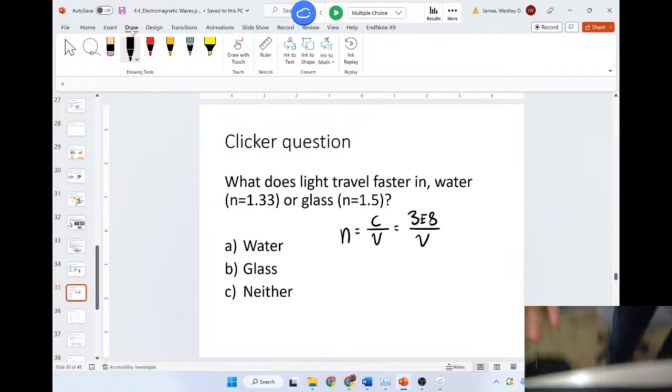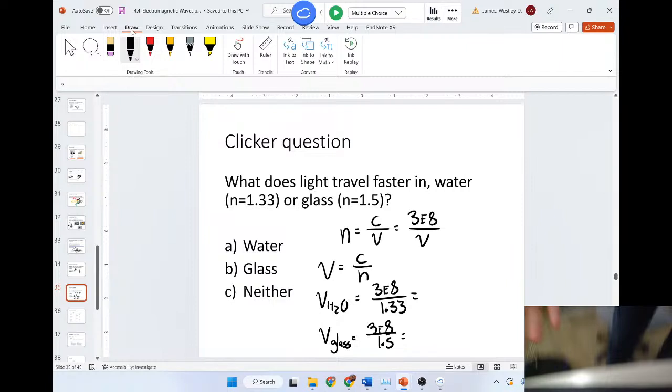If we rearrange this equation for V, V is going to equal C over N. Just some quick algebra. Kick the V to the other side, divide by N. So V in H2O will equal 3e to the 8 divided by 1.33. V in glass is going to equal 3e to the 8 divided by 1.5, and you can already see that when you divide by a bigger number, you get a smaller number. But you can do the whole process just to prove that to yourself.